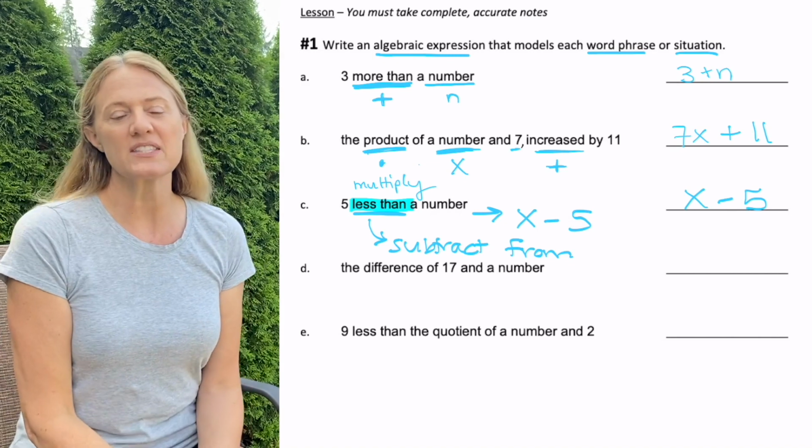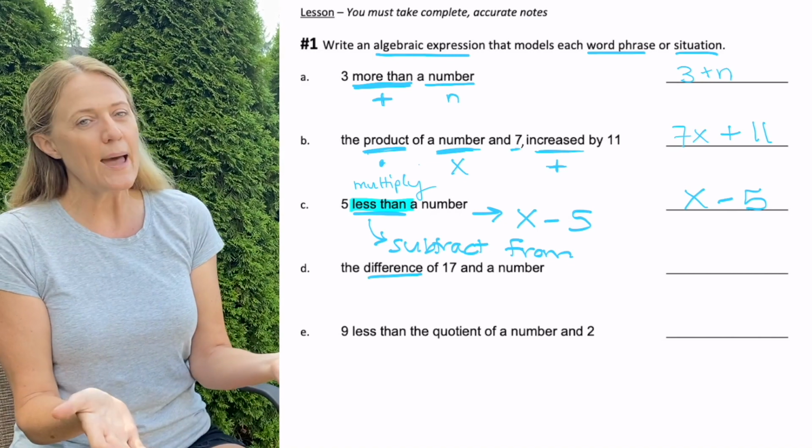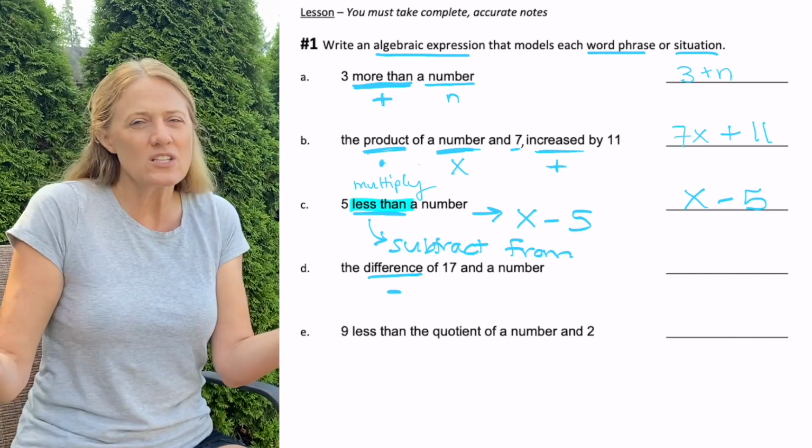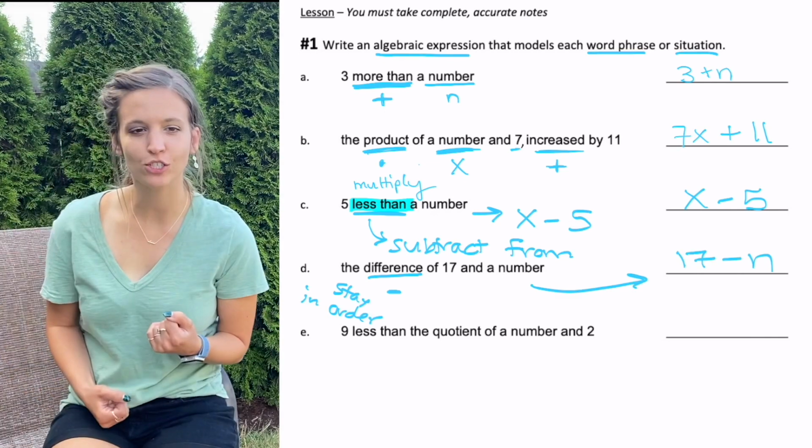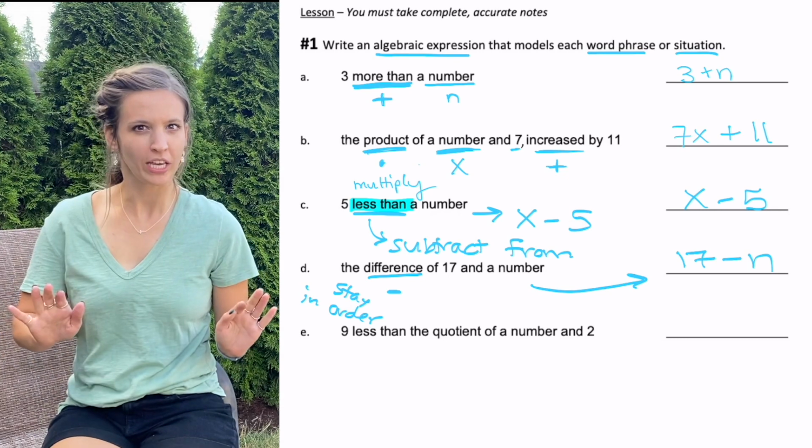Next one, the difference of 17 and a number. This one we're happy about. Difference means subtraction, and we just go the order it says. So 17 minus n, no big deal. Okay, let's try this last one, E. Let's see if we can get it right.